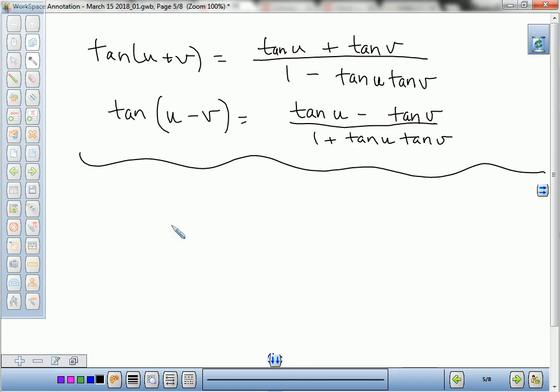Now for the reciprocals. No, I'm kidding. Don't say that. I'm going to ask you what you think this is equivalent to.